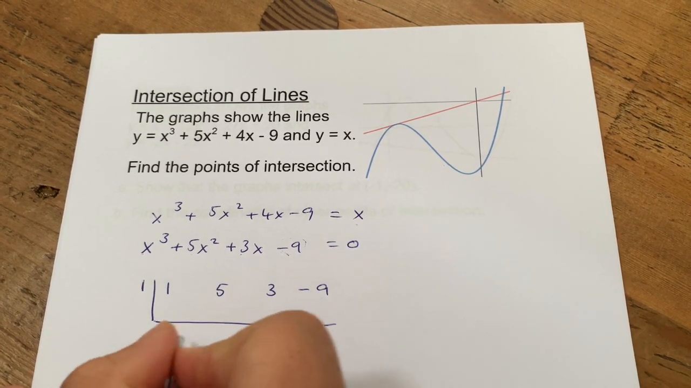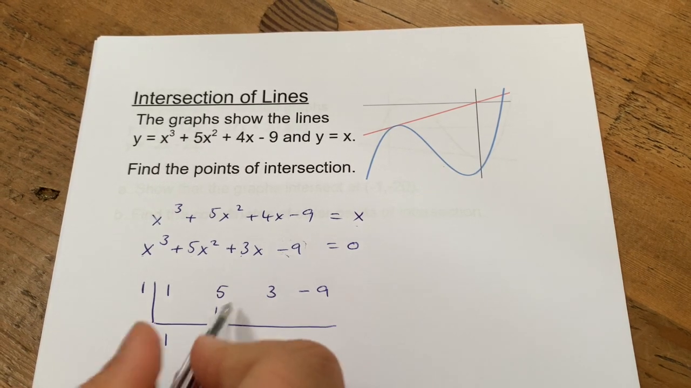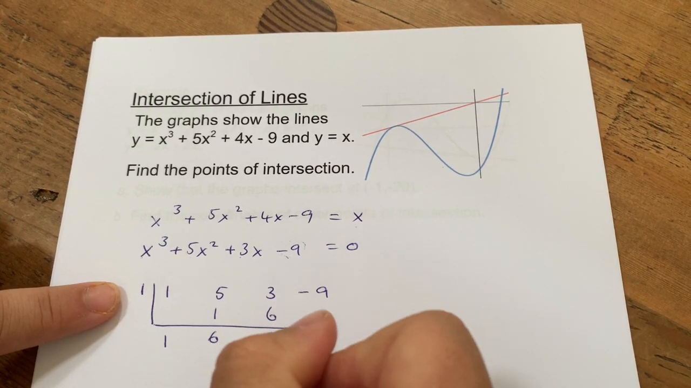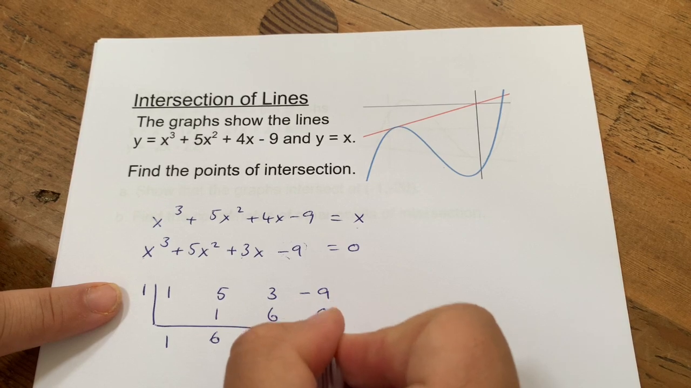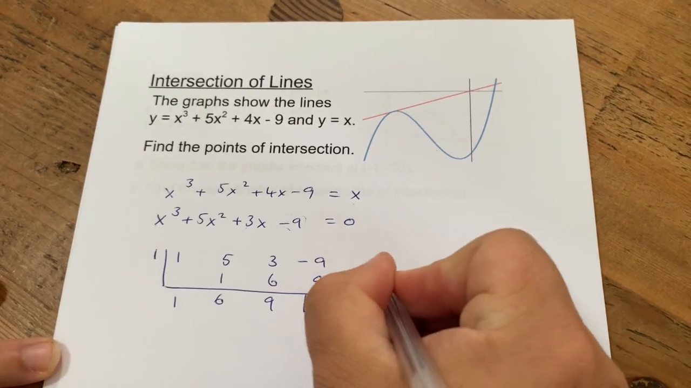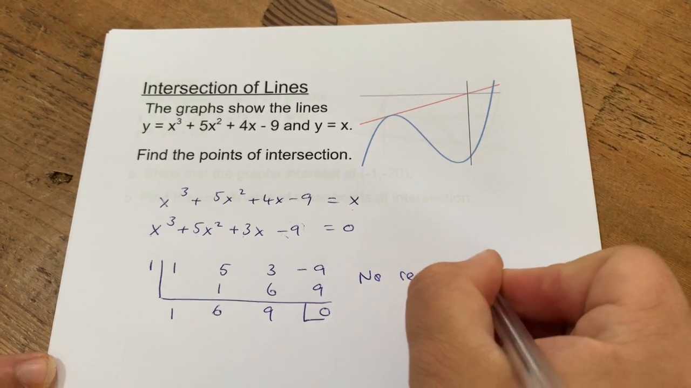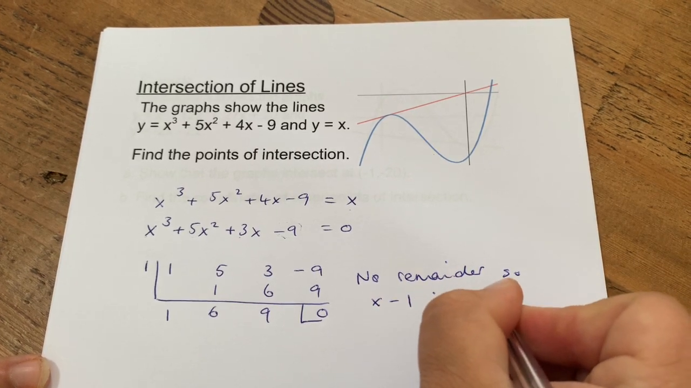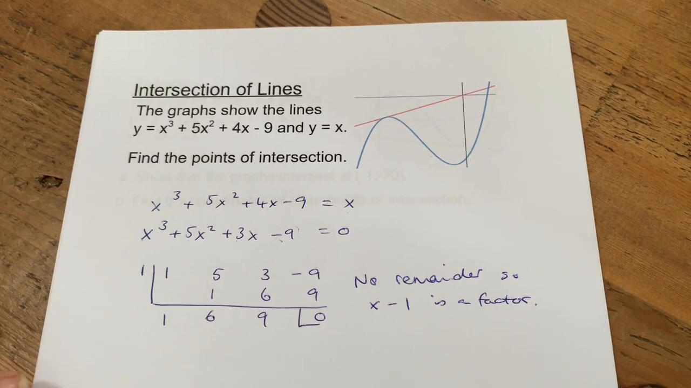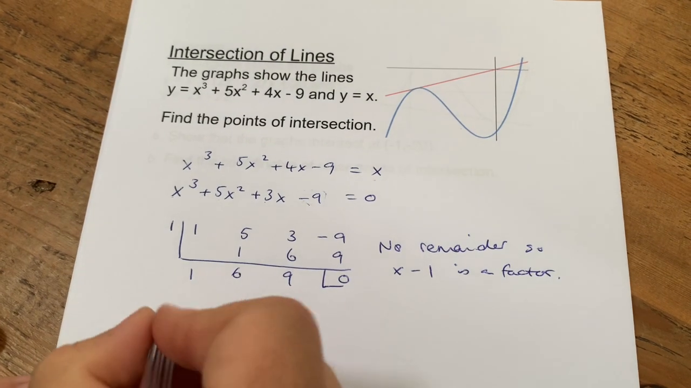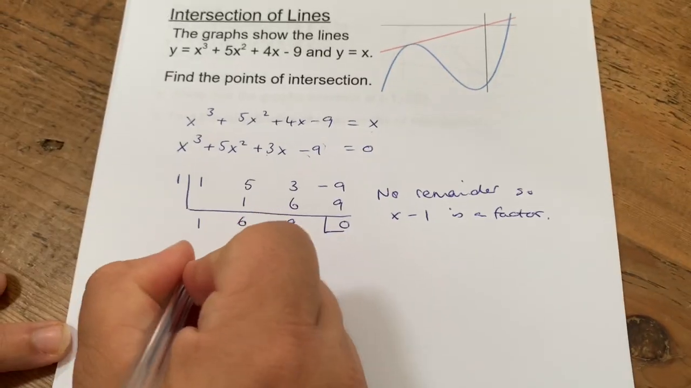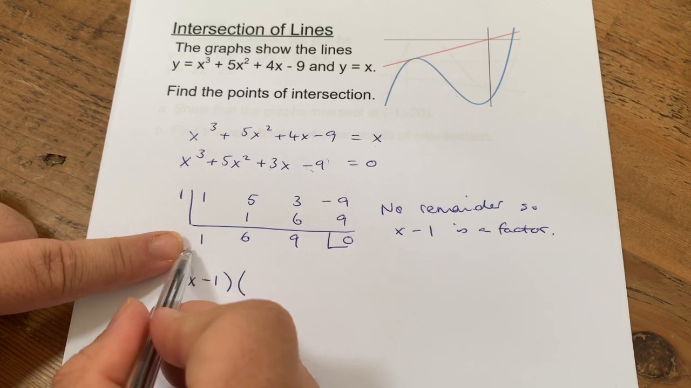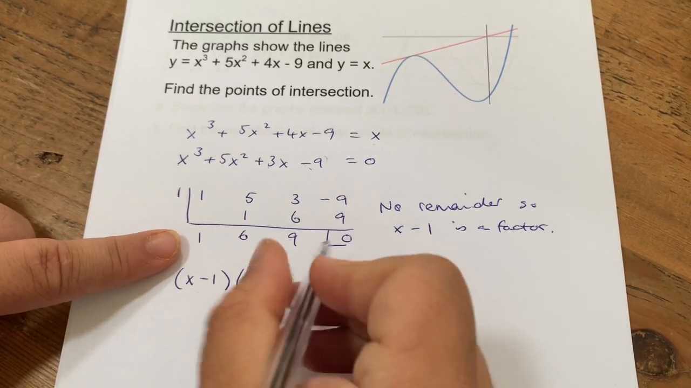So drop the 1 down, times by 1 to bring it up, add to bring it down, times by the 1 to bring it up, add to bring it down, times by 1 to bring it up, and then you get 0. So then you would write no remainder, so x minus 1 is a factor. Okay, so because that's a factor, it allows me to then go on and factorise it. So I have x minus 1 is the factor, and that leaves me with this quotient part, which is your final bracket.